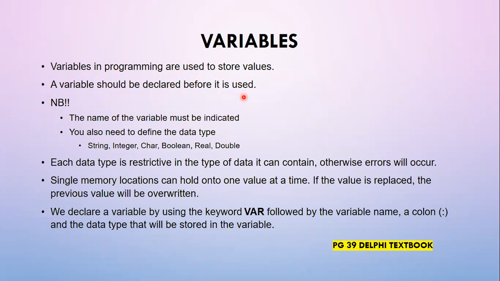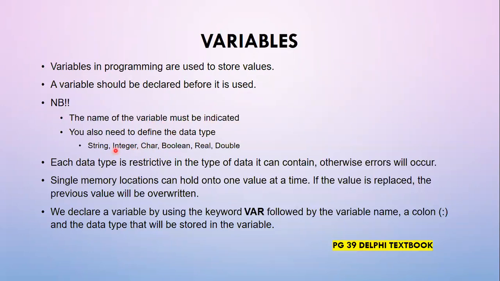I can't just go name assign edt text.name. I need to first use name: show message hello world, my name is plus name. I have to go and declare what is name. So let us take a look at this. The name of the variable must be indicated, for example, name. Also, it needs to define what type of data it's going to be.